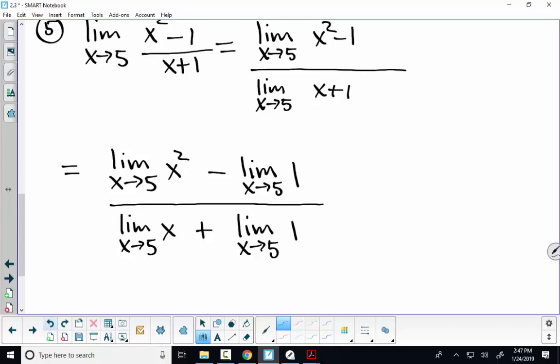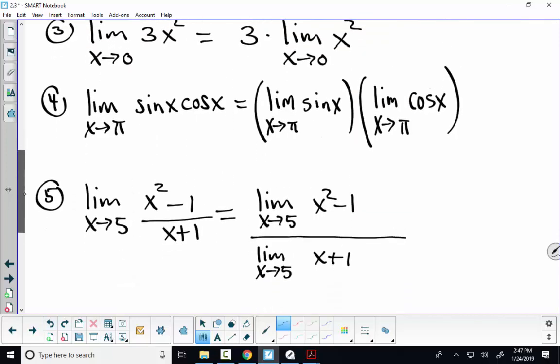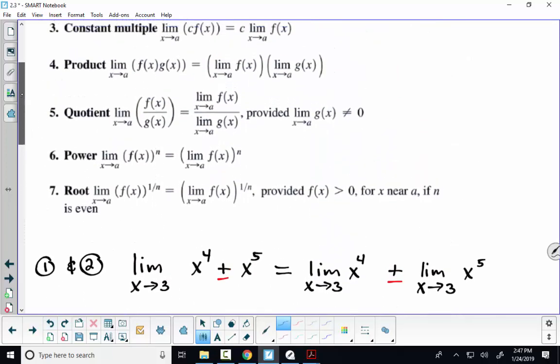So, if it seems overwhelming and tedious, hopefully at least we can appreciate and be thankful that someone did all of this work for us, and then we just have to understand what we're doing. So quotients, products, sums, differences, constants.